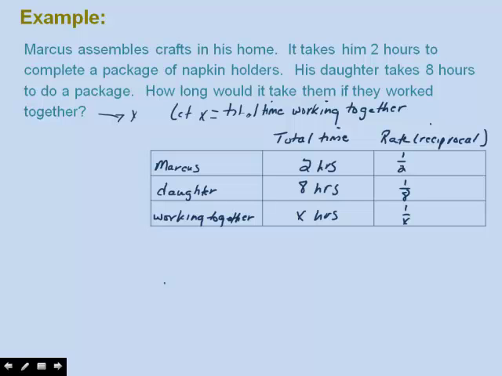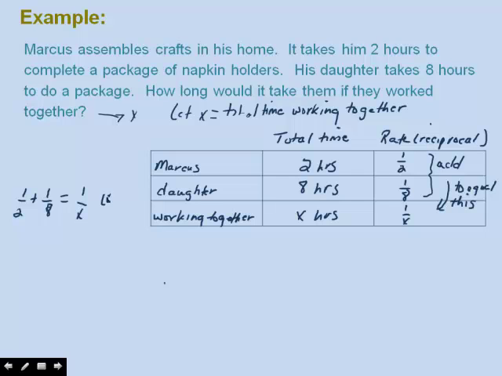And again, we can add the two rates here. And those two together should equal the rate of them working together. So that gives us our equation. We're taking the 1/2 and the 1/8 and adding those together, and we should get the 1 over X. Now we just have a rational equation to solve.